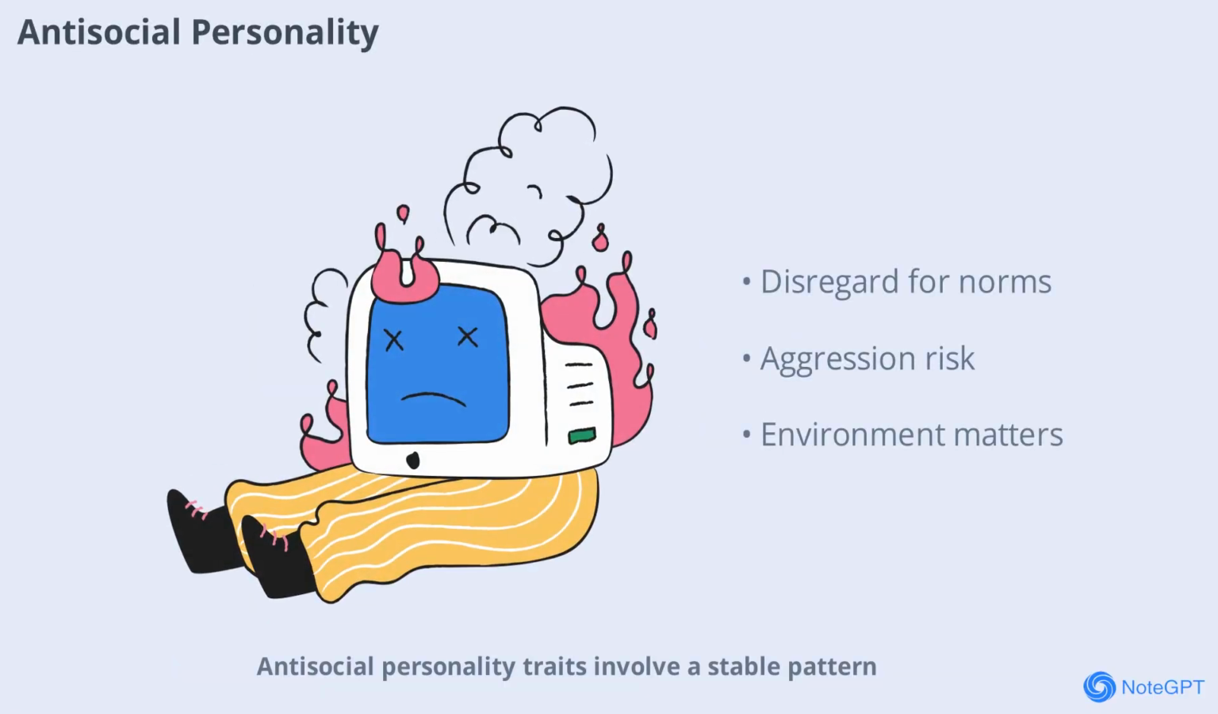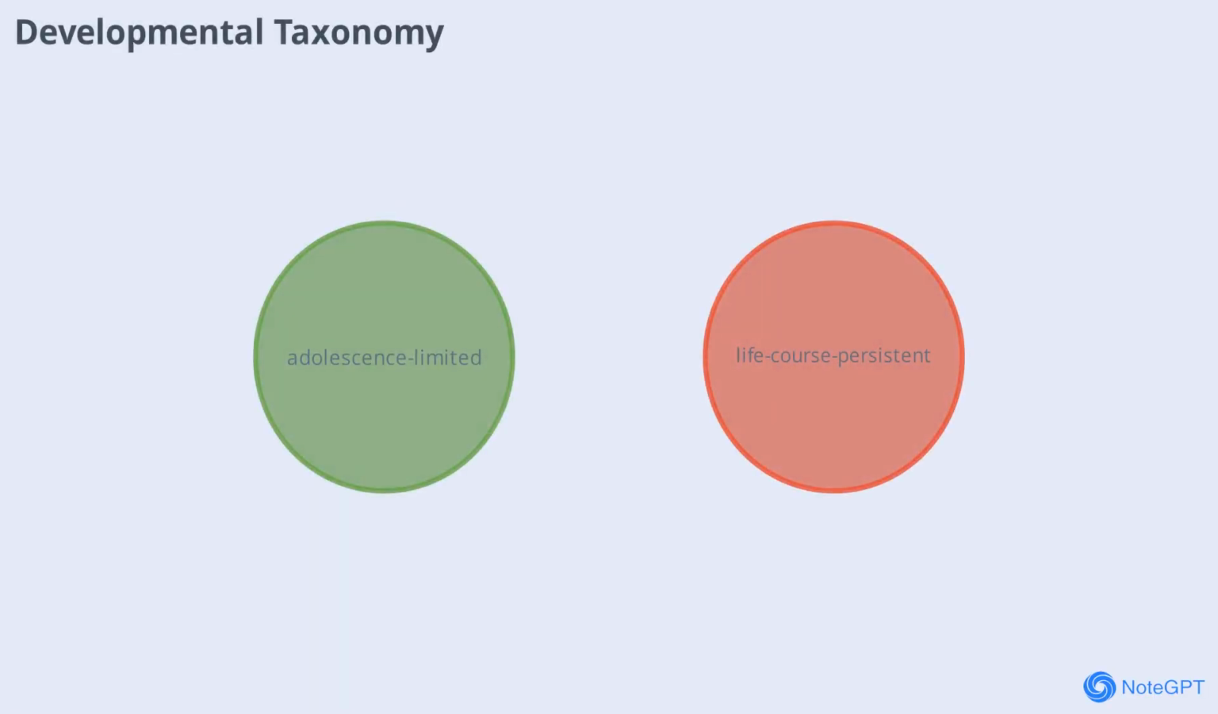Antisocial personality traits involve a stable pattern of disregarding social norms and others' rights. This often includes impulsivity, low empathy, aggression, and rule-breaking. For example, someone with these traits may be more likely to react aggressively to provocation, leading to violent offending. While this approach helps explain persistent patterns, it's important not to overlook the role of environment and social context in shaping behavior.